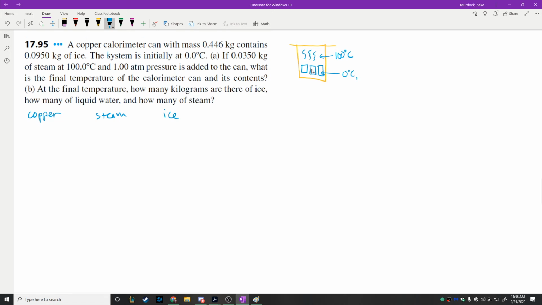The copper is 0.446. Look at that. I hate that it does that. Why would it want me... I don't... Yeah. 0.446, 4, 6. Looks awful. Ice is 0.095. Call it MI. Steam is 0.035.